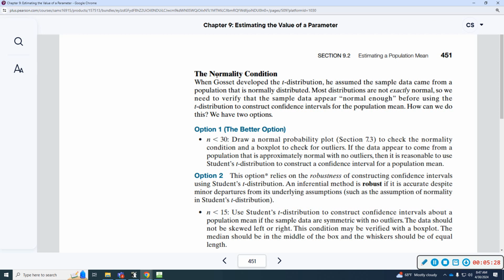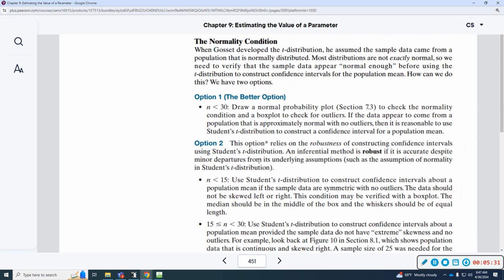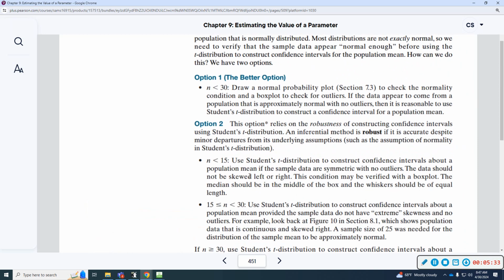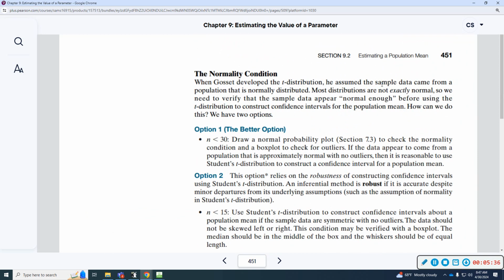And then some normality conditions and some other terms that we need to be aware of. Most distributions are not exactly normal, so we need to verify the data appear normal enough before using the t-distribution. Option 1 says if n is less than 30, we're going to draw a probability plot. These are things you do need to be aware of. So if n is less than 30, we need to draw a normal probability plot to check the normality condition, and a box plot to check for outliers.